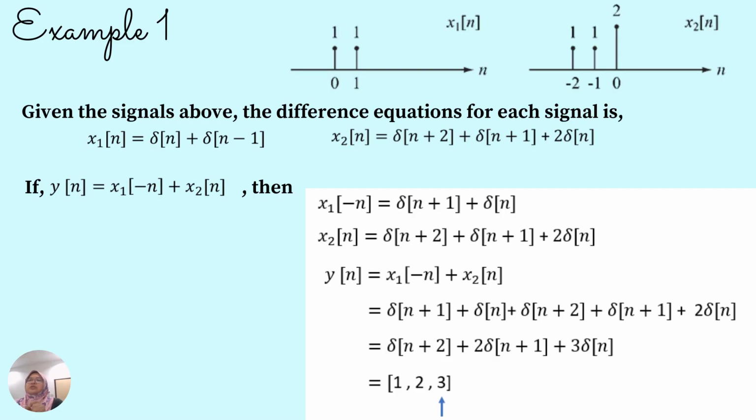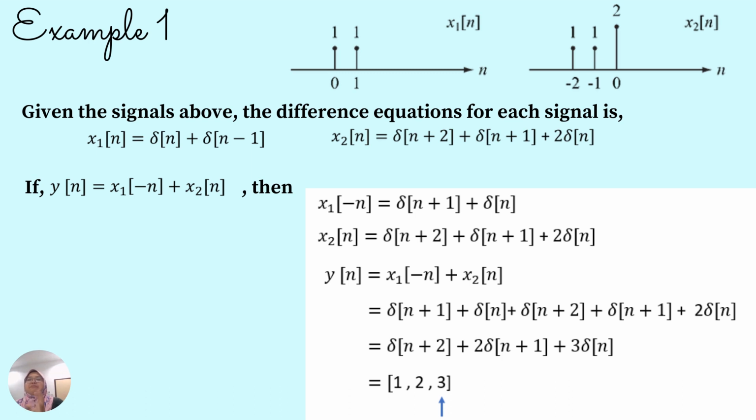Alright, so seterusnya, if we look at another example, we are going to look into several examples, because I did not emphasize this in my lecture, so I will emphasize it here. So for example, if we have two signals, we have x1n and then we have x2n. So given the signals above, the difference equation for each signal is x1n sama dengan delta n. You tengok delta n berada di n kosong kan? Okay, n kosong value dia 1. Impulse mesti value dia 1.